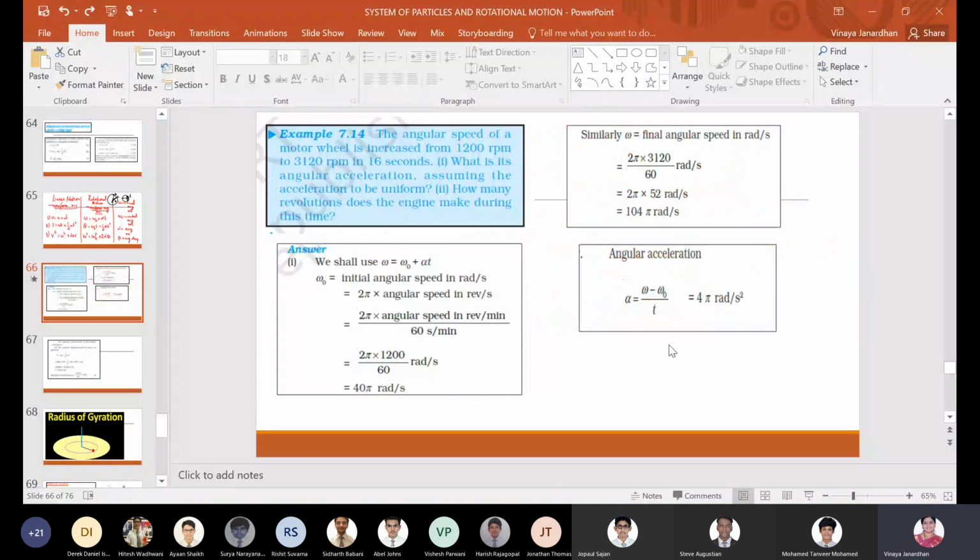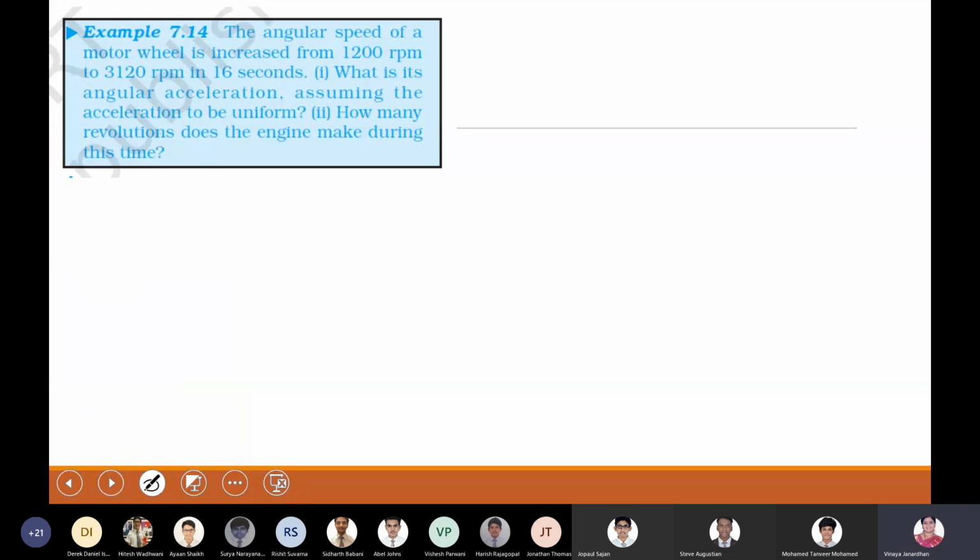Boys, you can go for omega. Omega naught we have completed. What about omega? Because this is the initial angular frequency, what is your final angular frequency? 3120 rotations per minute. Can you convert it to rotations per second and then find omega? Boys, can you do this? See, this is the final angular velocity. We can leave it in terms of pi, 2 pi itself, no problem.